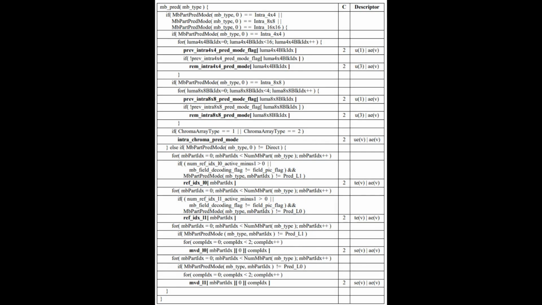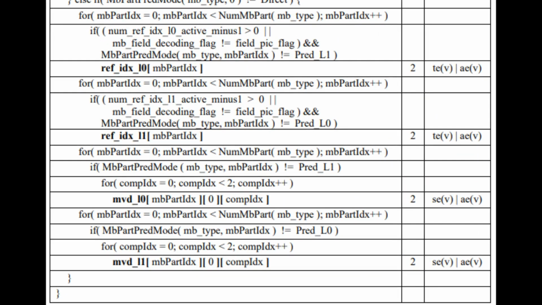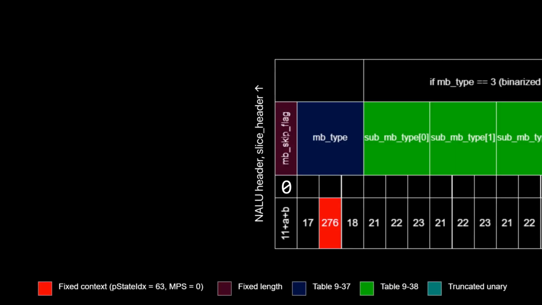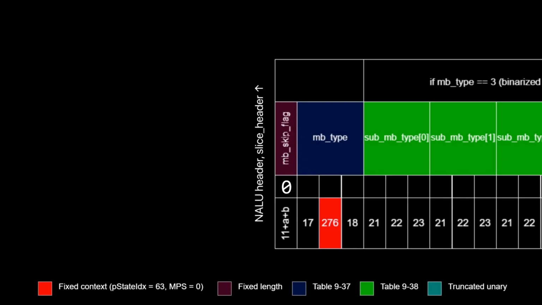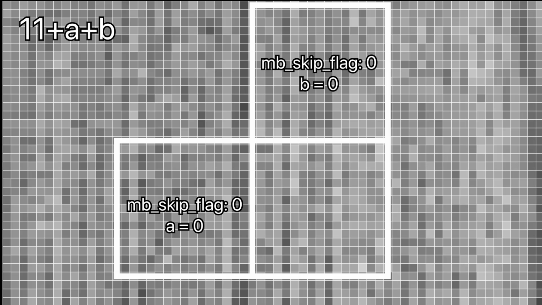Because we used a different prediction method, we'll have to encode our macroblock differently. We'll start with a 1-bit macroblock skip flag. If this is true, the current macroblock is an exact copy of the same macroblock in the past frame. Encode it using context model 11 plus A plus B, where A is 1 if the left macroblock isn't skipped, and B is 1 if the top isn't skipped.